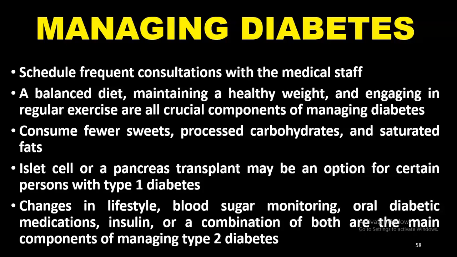An islet cell or a pancreas transplant may be an option for certain persons with type 1 diabetes. Changes in lifestyle, blood sugar monitoring, oral diabetic medications, insulin, or a combination of all are the main components of managing type 2 diabetes.